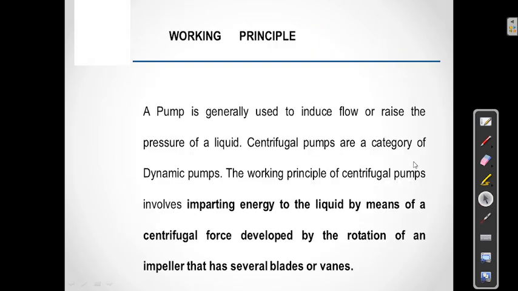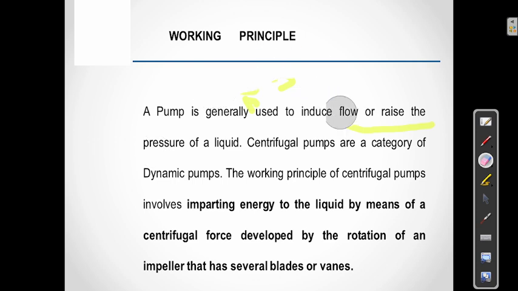See, what is the working principle of this pump? It is generally used to induce a flow or raise the pressure of the liquid. As I said before, what comes out from the pump is pressurized oil. So the pump is generally used to induce a flow or raise the pressure of a liquid, and we get the pressure of that particular liquid.